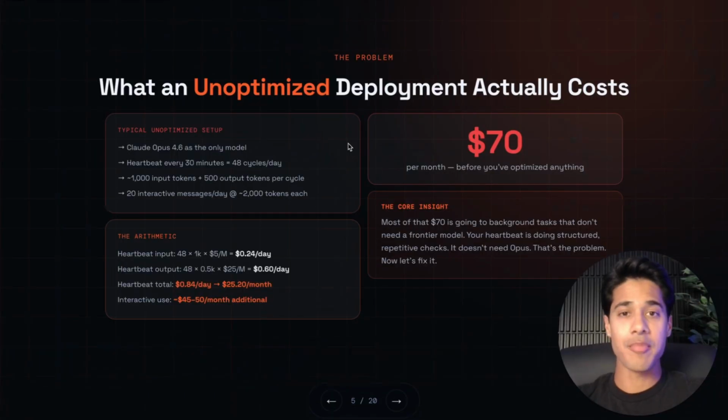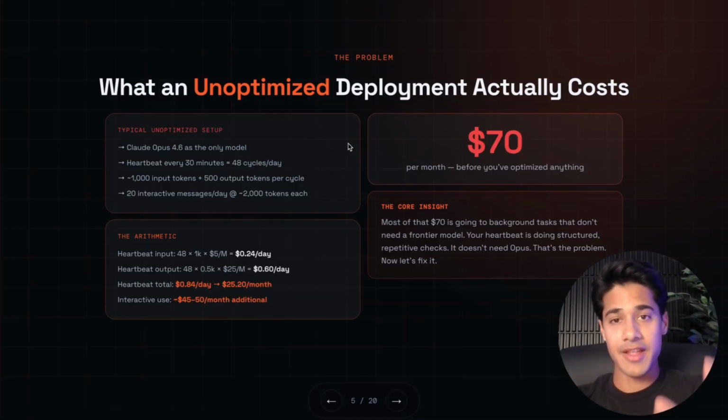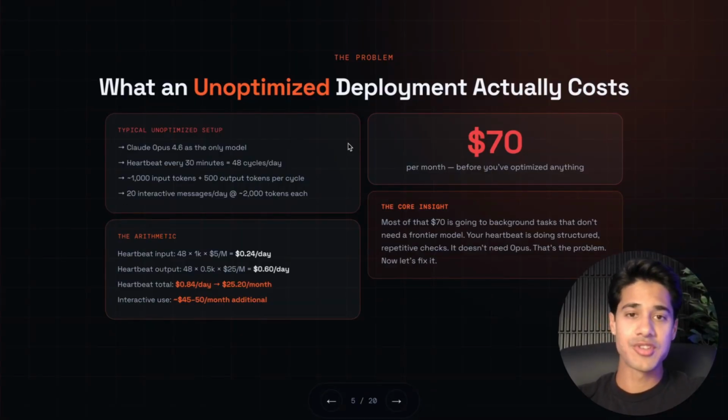So here's what an unoptimized OpenClaw deployment actually costs. Take a typical setup. Claude Opus 4.6 as your only model, and you have the heartbeat running every 30 minutes. That's 48 heartbeat cycles every day. Each cycle uses roughly 1,000 tokens for the prompt and 500 tokens for the response. Now let's do the arithmetic.